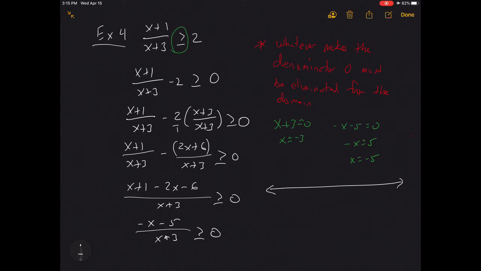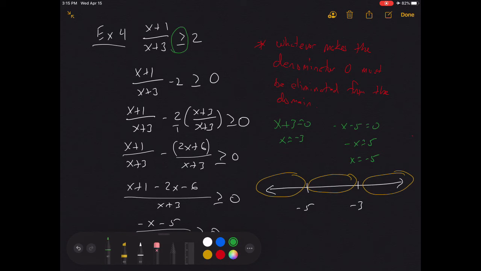So let's go ahead and check our number line. Again, we're going to write these numbers on here numerically. Negative 5 is first, then negative 3. We have 3 sections to check. We're going to have to check here, have to check in there, and we're going to have to check out there. So let's go ahead and take a number which is less than negative 5, like negative 6, and we're going to plug it in. So if we take negative 6, so I've got negative 6 minus 5 over negative 6 plus 3.